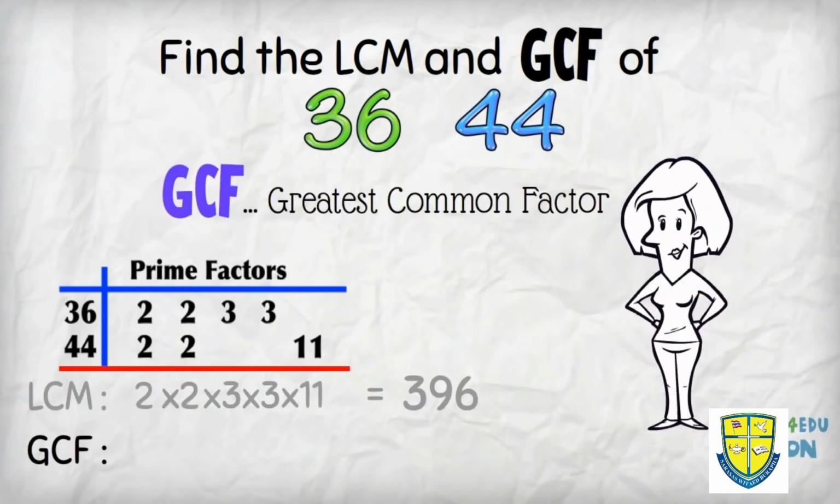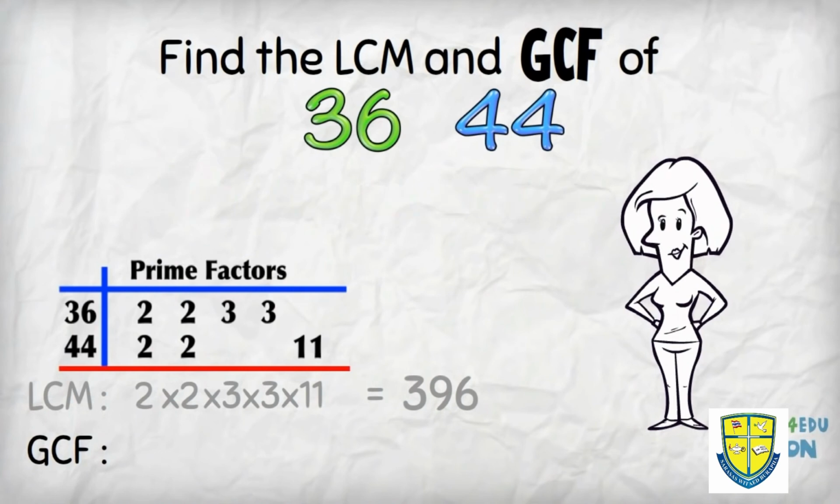If a prime factor is common to both the numbers listed, then it is used in our greatest common factor. 2 is in both lists of prime factors, here and here. 3 is not common, nor is 11. List the common factors, 2 and 2. Then we multiply the common prime factors to get the GCF. So 2 times 2, the GCF is 4.